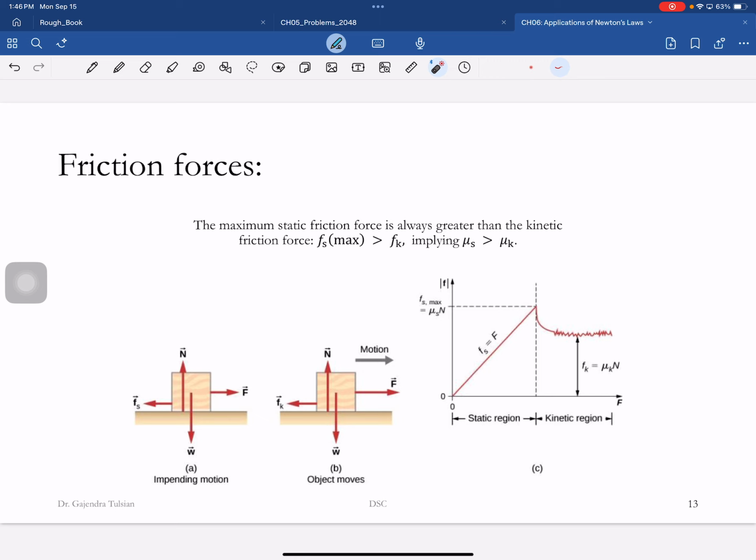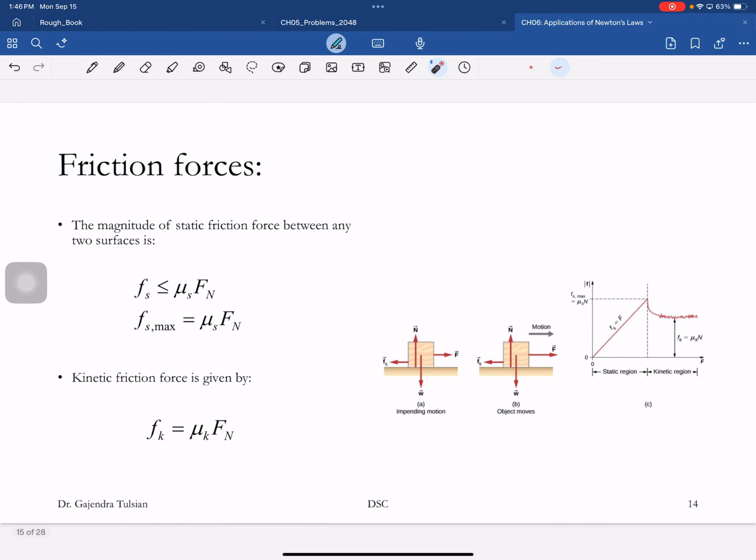Okay, so the friction force has a maximum value. Friction forces are denoted by little f. The subscript tells you whether it's a static or a kinetic friction force: s for static friction force, k for kinetic friction force. The static friction force is less than or equal to a maximum value. This factor is called the coefficient of friction.